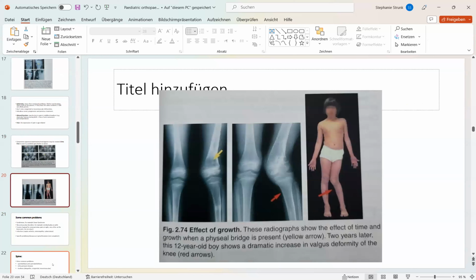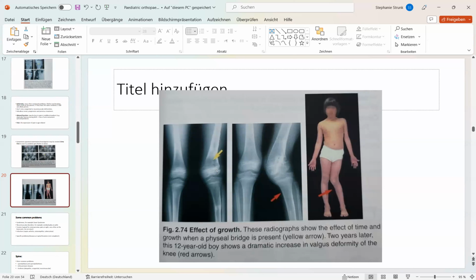Here, the other example, these radiographs show the effect of time and growth when a physeal bridge is present. This is a bridge across the growth plate. So here, usually due to an injury or sometimes meningococcal infection can do that.